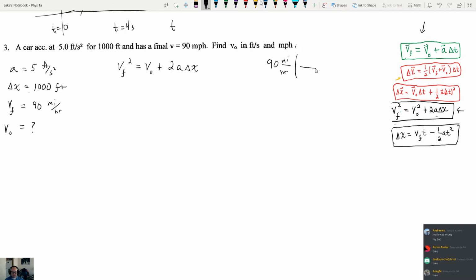Anyone know how many feet are there in a mile? So the way I do this is you just put mile down here and you put feet up here and you just ask, how many feet are in a mile? 1 mile is how many feet?